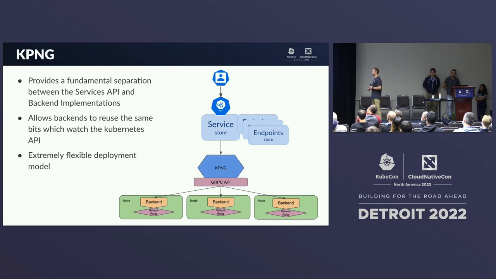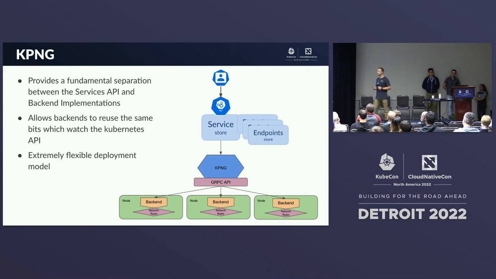Today, it also provides an extremely flexible deployment model. So as you can see in this diagram, in this specific deployment model, rather than having a per node agent, we have a single KPNG daemon that basically serves an API that the backends implement and then can write whatever networking rules they want to.